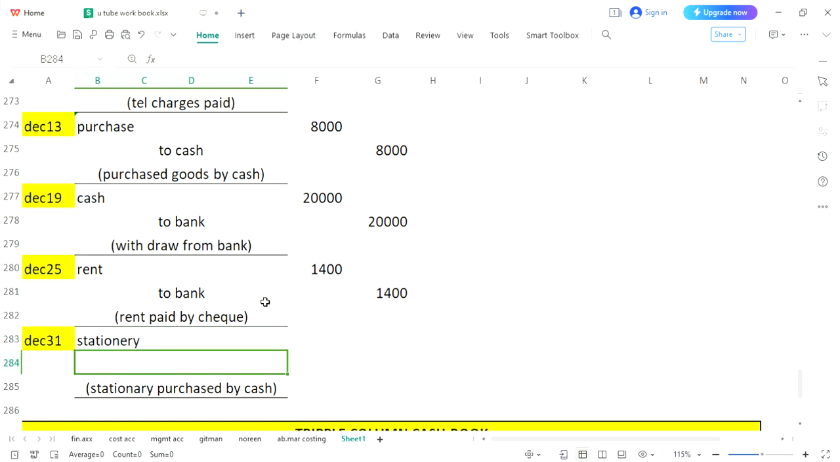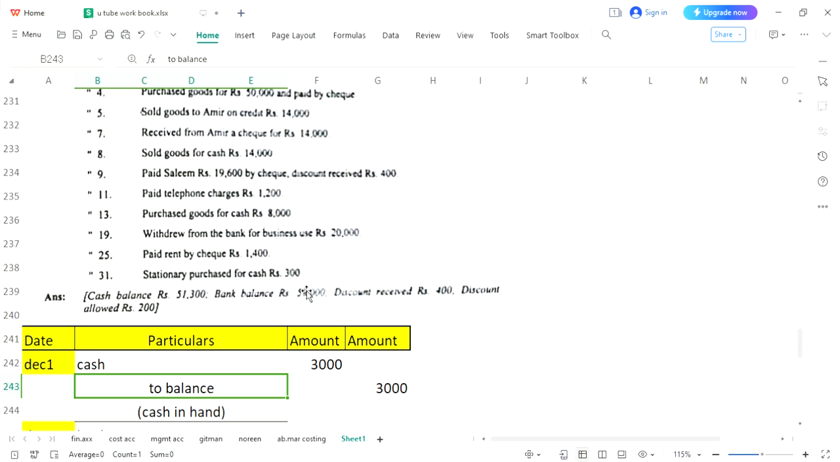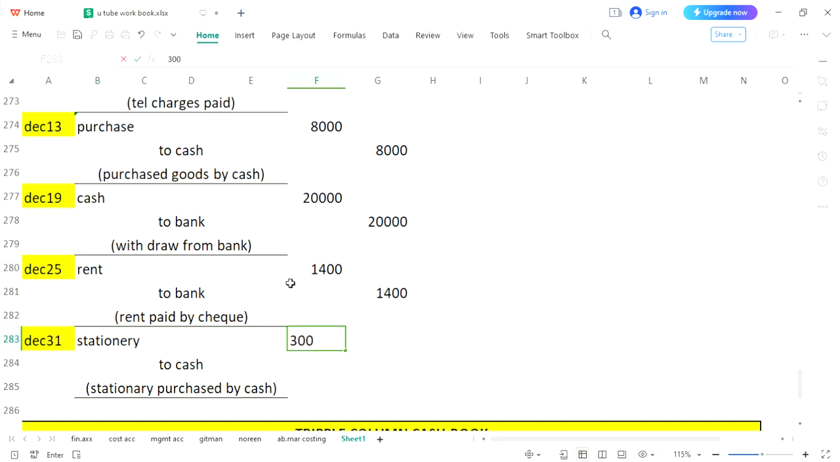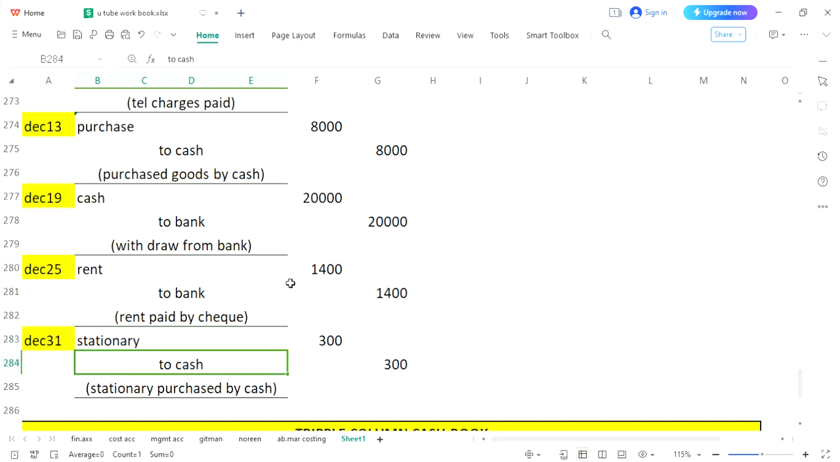When you purchase stationery, cash will go out, your asset would be decreased. A decrease in asset should be mentioned on the credit side, so you will mention cash on the credit side. December 31 and the amount is 300, so you will mention 300 on the debit side and the same amount would be written on the credit side. So the entry which we have made is stationery to cash.